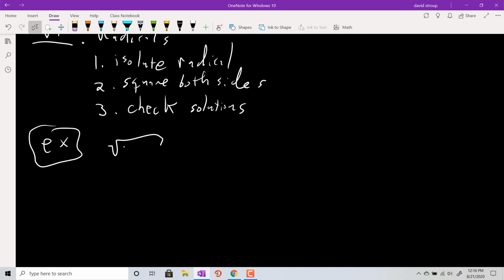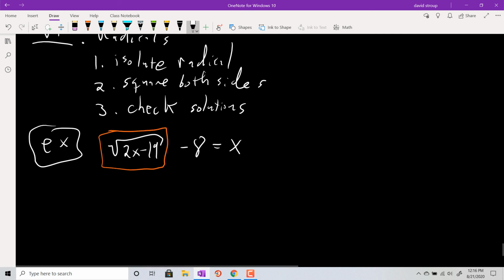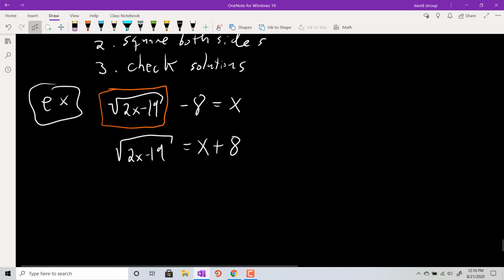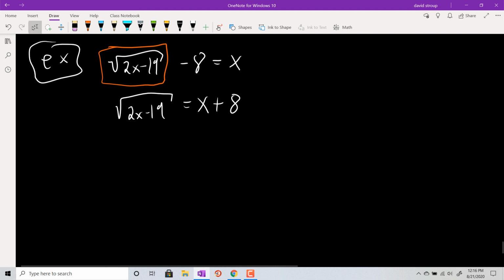So square root, this is a hard one. Square root of 2x plus 19 minus 8 equals x. Okay, it's not so hard, but it's harder. So first you want to isolate the radical. That's this thing. You want to get it all by itself if possible. So I'm going to move the 8 to the other side. If it's not possible, you just have to grin and bear it. You're going to have to FOIL out these radical expressions. Not fun. Anyways, we got to square both sides.